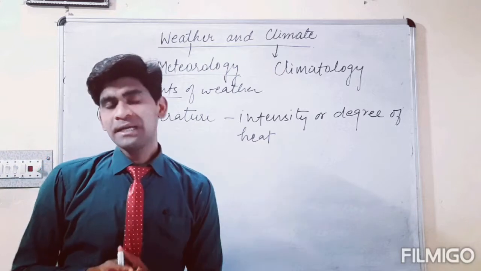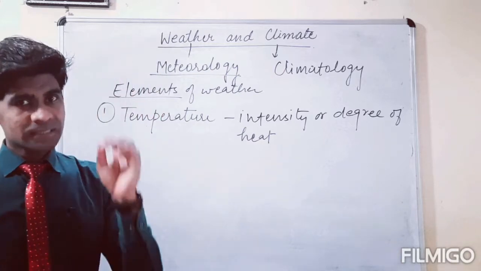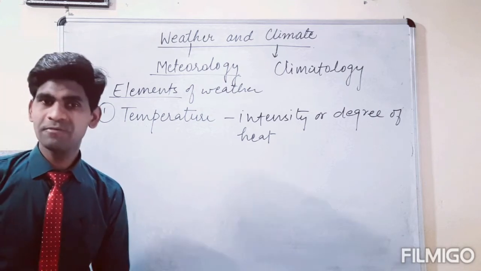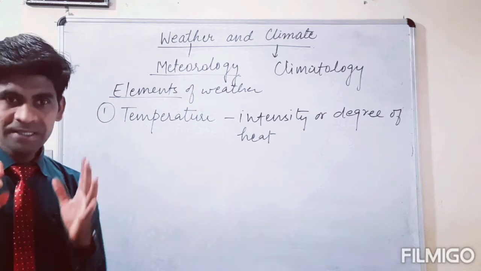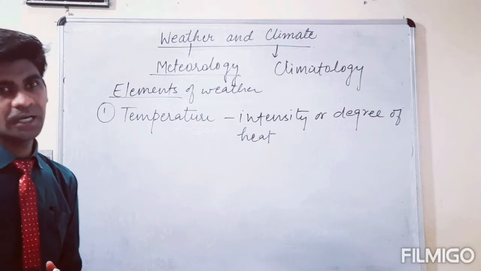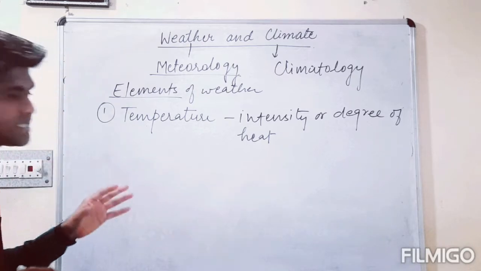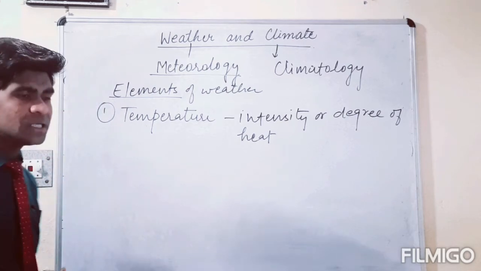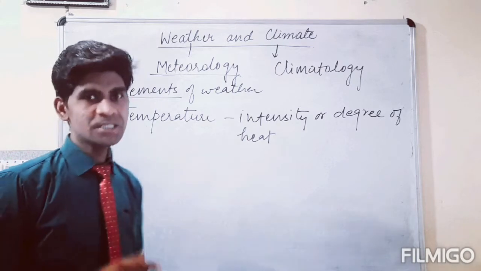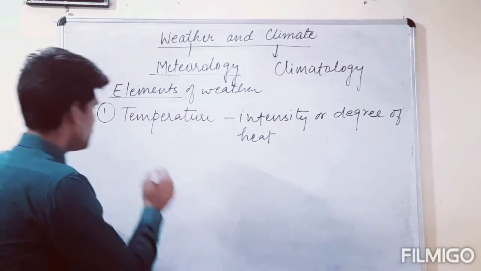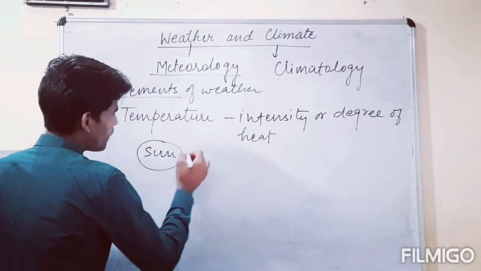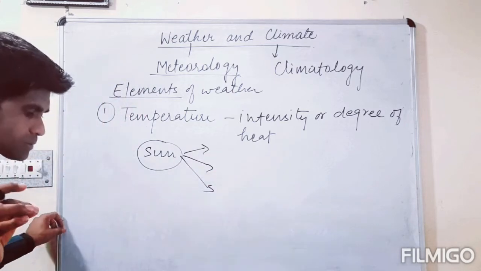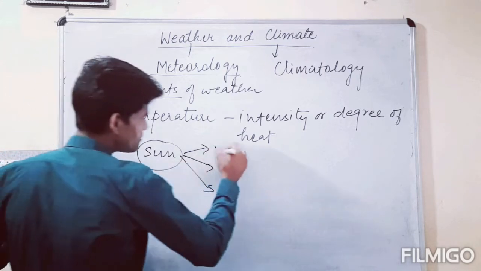We all know that the sun is the ultimate source of energy, and the only natural source which provides solar radiation to the earth's surface, due to which the earth's surface receives heat and expands the air just above it. And the sun provides the radiation basically in three forms. The very first is visible light.